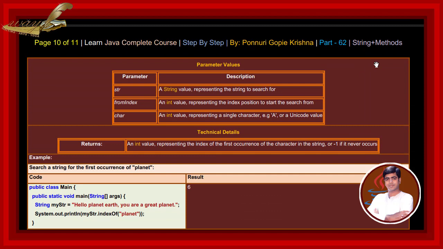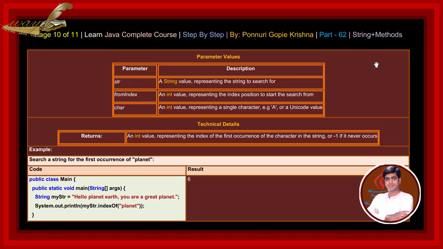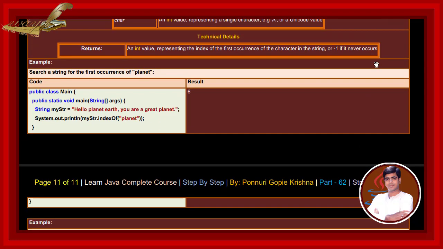Parameter value: string, a string value representing the string to search for. fromIndex, an int value representing the index position to start the search from. Char value, an int value representing a single character, for example capital A, or a Unicode value. Technical details: an int value representing the index of the first occurrence of the characters in the string, or -1 if it never occurs.